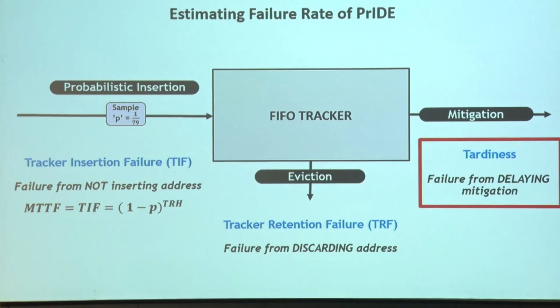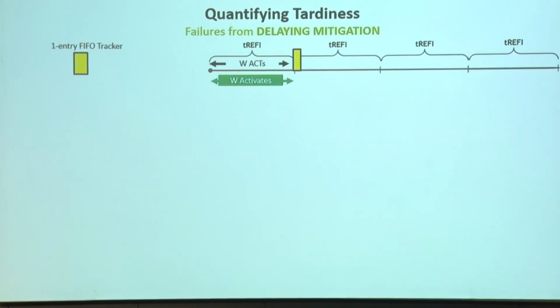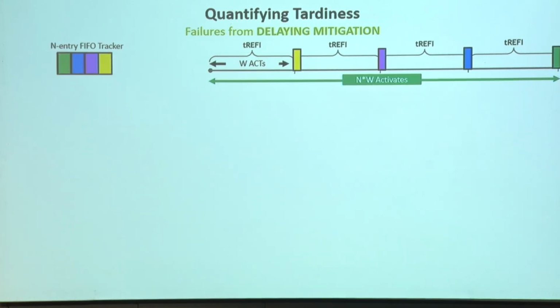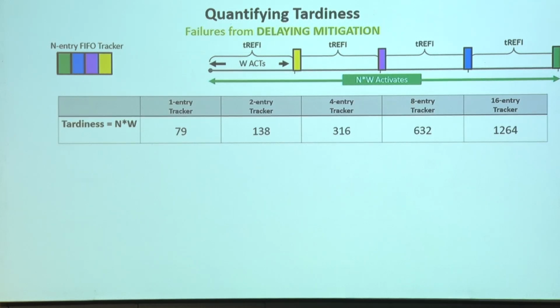Okay, so now the last thing that's left is computing tardiness. Recall that the In-DRAM tracker delays mitigation until the refresh period. If you have a refresh interval with W possible activations in a one-entry buffer, then the buffered aggressor row can be accessed W times before it is mitigated. Thus, the tardiness is W. Generalizing this, if you have an N-entry FIFO, the tardiness for the newly buffered aggressor row is N times W. As the tracker size increases, the tardiness also ends up increasing.